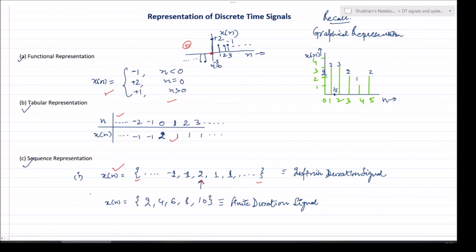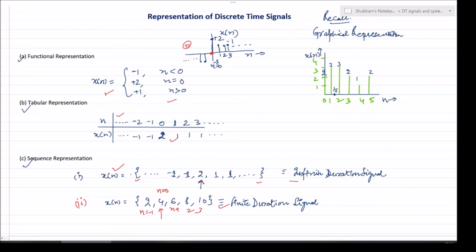Let us see another example where x[n] is equal to 2, 4, 6, 8, 10. Let's say we have the pivot at 4. So it is n equal to 0, n equal to 1, and 2, and 3, and it is n equal to -1. So this is a case of a finite duration signal, and the earlier one was a case of an infinite duration signal.